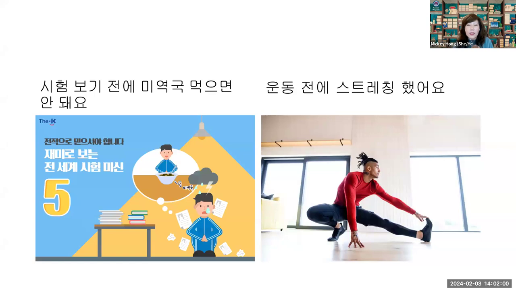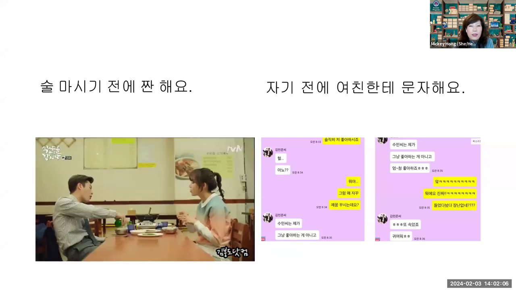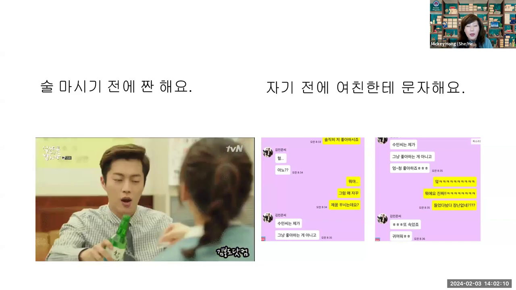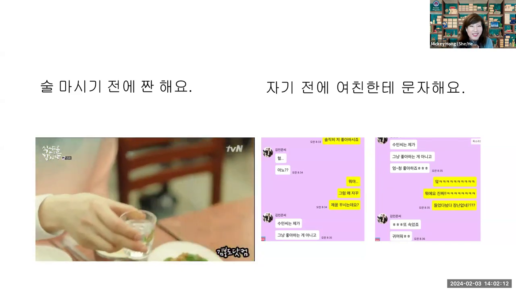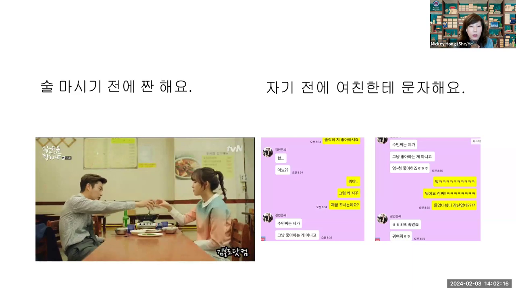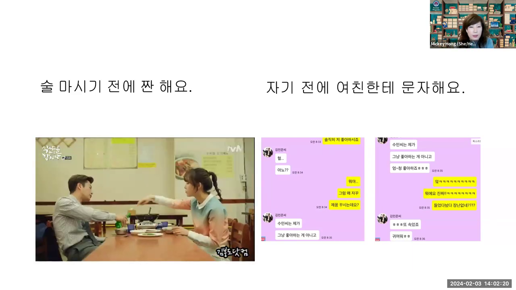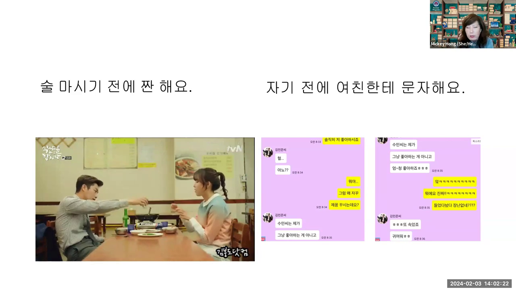운동 전에 스트레칭 했어요. Before exercising, you did stretching. 술 마시기 전에 짠 해요. 짠 is like chin chin. You clink shot glasses, or any drink glass. So before drinking, let's do cheers. We clink our glass.